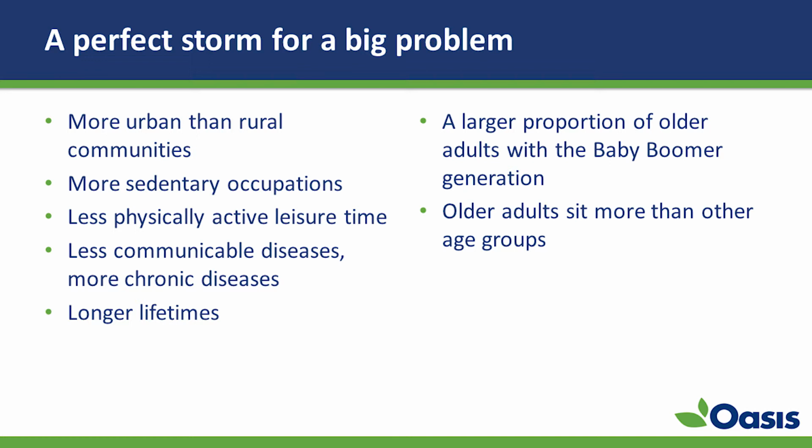More urban than rural communities, which we talked about. More sedentary occupations, which we've talked about. Less physically active leisure time. I love television. I love it. I will not really talk too badly about it as an organization or an industry. Fewer communicable diseases, more chronic diseases, means we have longer lifetimes. There's the larger proportion of the population as the baby boomers are aging into those later years. And then older adults sit more than other age groups. So right now, all of you at this exact moment in history are probably at the highest risk for these diseases from sitting and being sedentary than probably any other generation or age group that's ever lived.